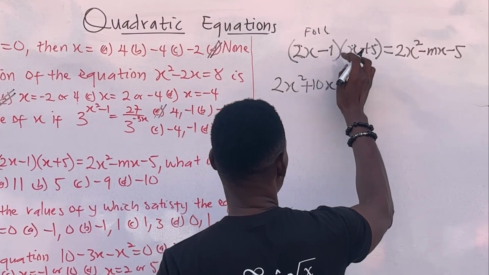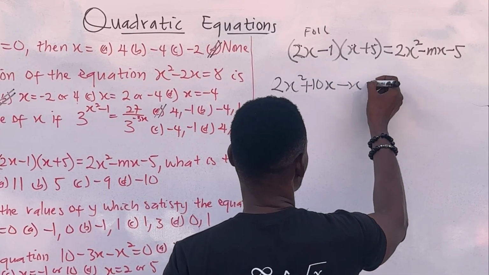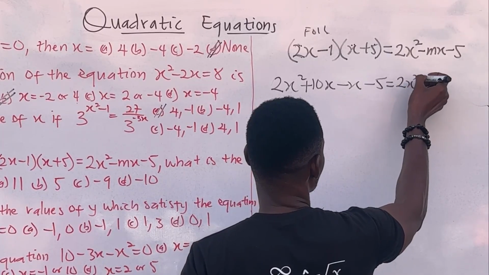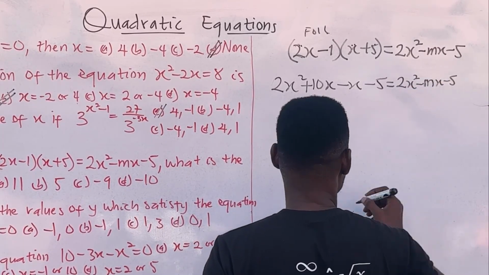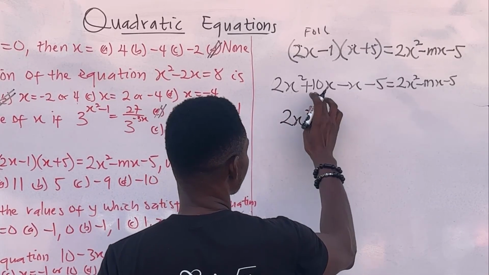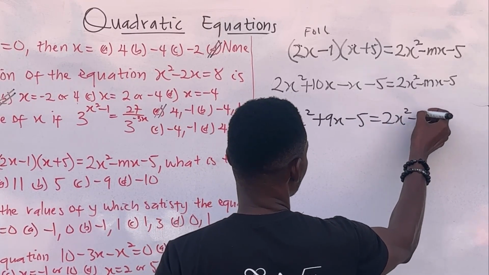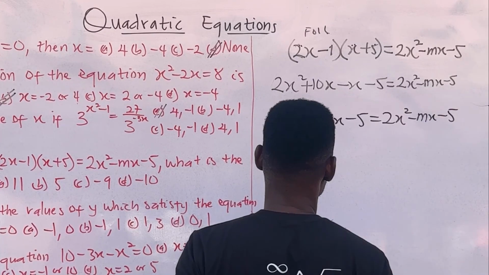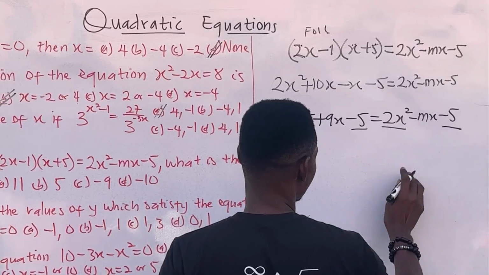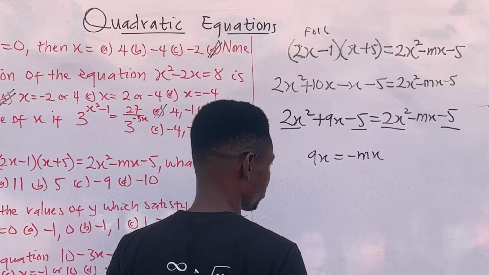Now inner, inner: minus 1 multiplied by x, that's minus x. Now last, last: minus 1 multiplied by 5, that's minus 5. Equal to 2x squared minus mx minus 5. Okay, so here we have 2x squared plus 9x minus 5 equals 2x squared minus mx minus 5. So look at this term, exactly the same, this exactly the same. What it means is that this 9x equals minus mx.